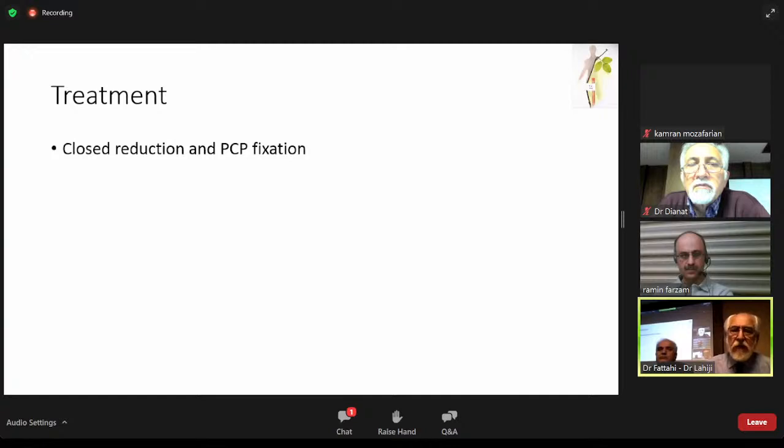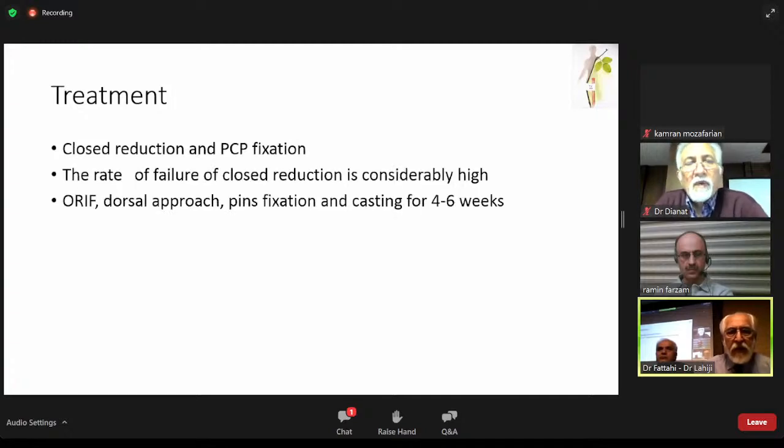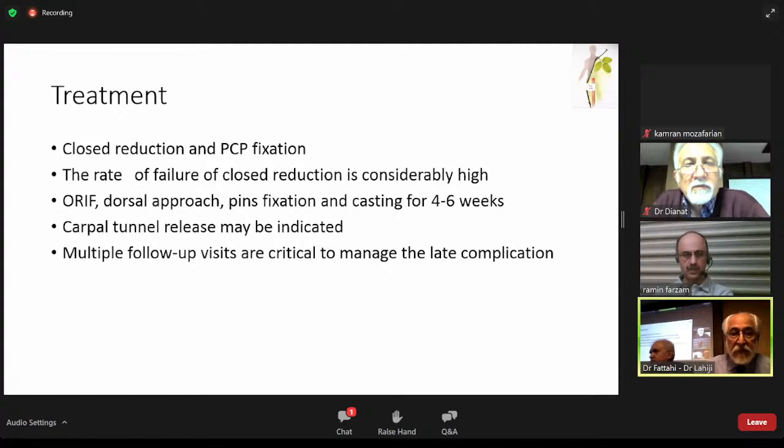And the treatment is closed reduction and percutaneous pinning, but most of the time it may fail, and you have to do open reduction and internal fixation with pins, certainly, and sometimes you have to do the carpal tunnel release. This patient that I'm going to discuss belongs to 30 years ago when I was practicing in Bandar Abbas. You may follow the patient for a long period of time because of the degeneration that may happen, avascular necrosis, and instability of the wrist.